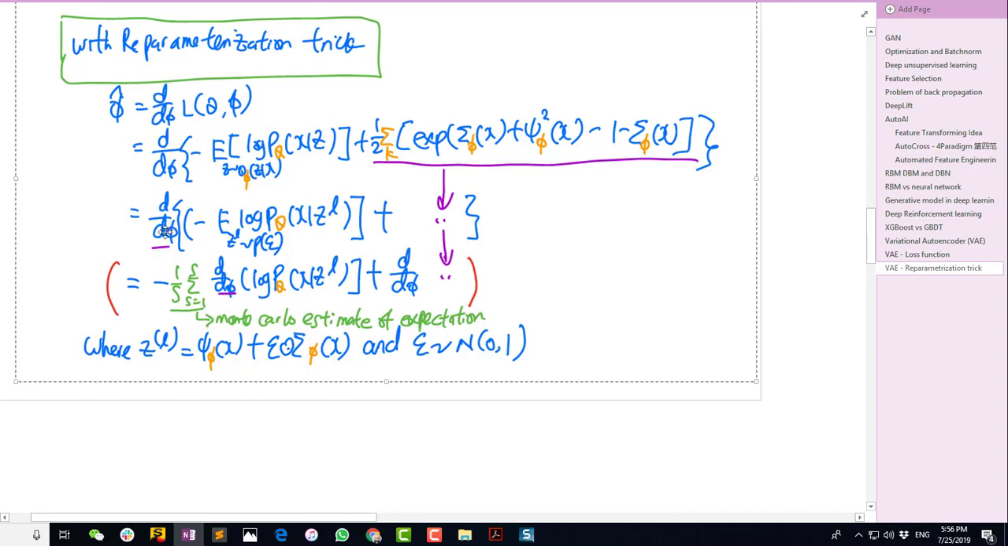Now we can put the d phi inside the expectation, because there is no phi used here. The phi is only inside this z^l, so we can put it inside here. So this part becomes this because of a Monte Carlo estimate of the expectation, and we distribute the d phi inside the equation. So we take this down and we take this down again, but this is inside the differentiation.